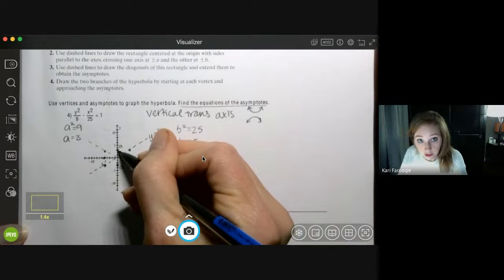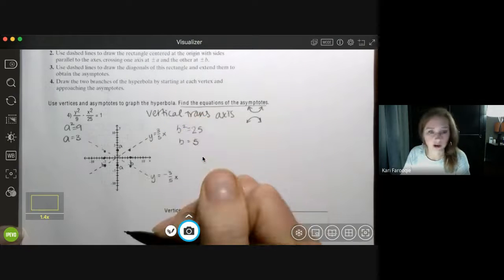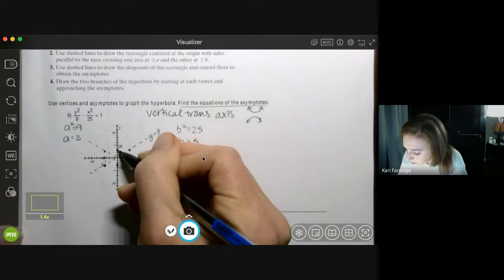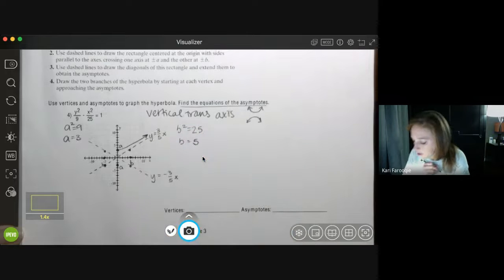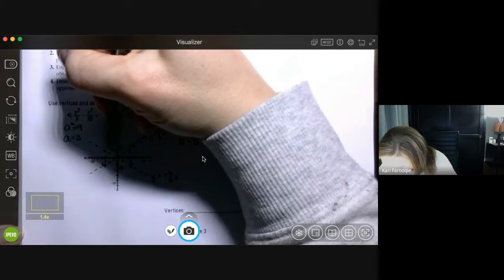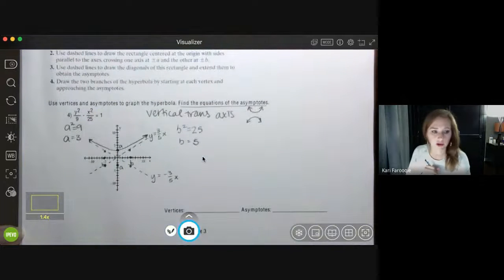Use your vertex and the asymptote to kind of guide your hyperbola out in each direction. So start here at your vertex and then use the asymptote to just sort of guide your hyperbola up and to the right. Now it should look like it's approaching the asymptote but not touching. So do the best you can. As long as it looks like it's approaching, that's fine.